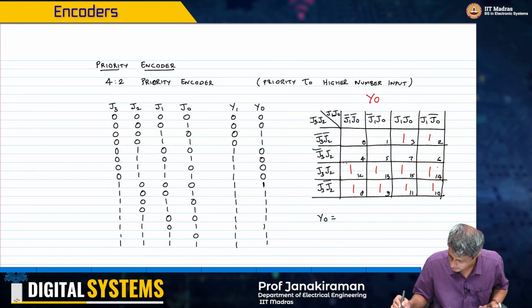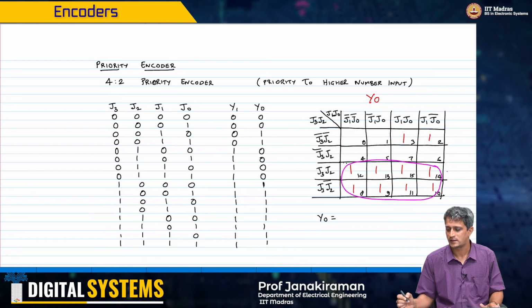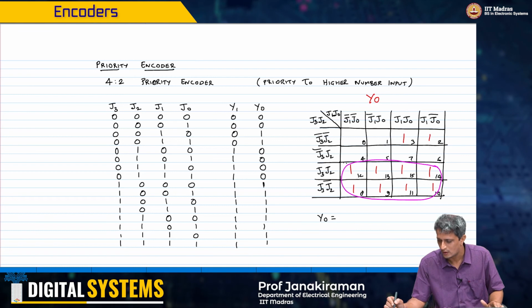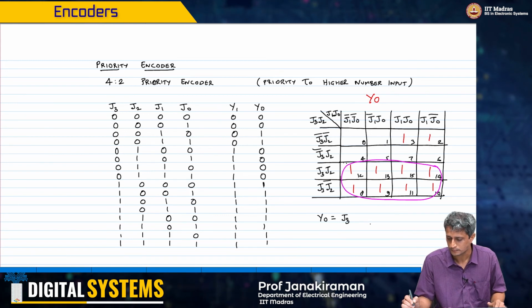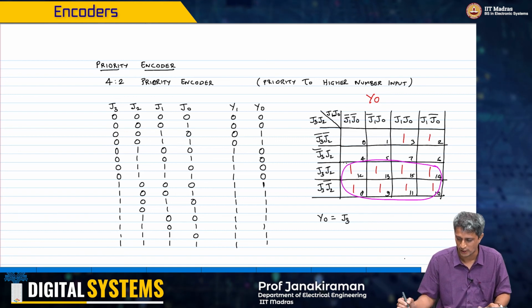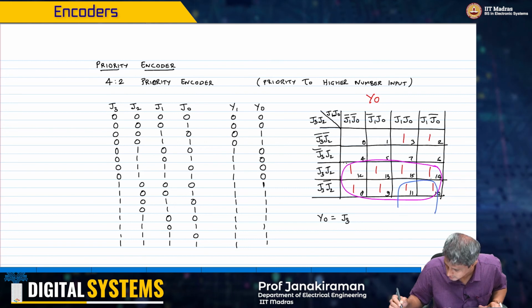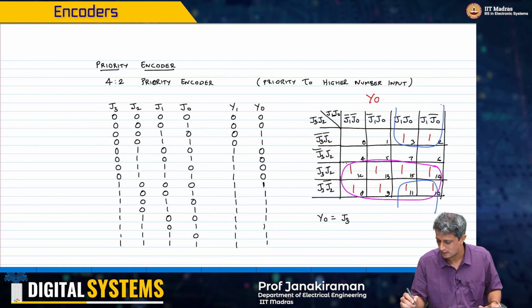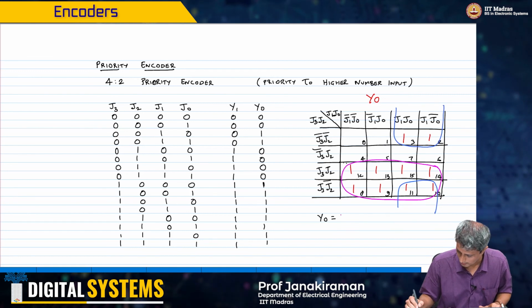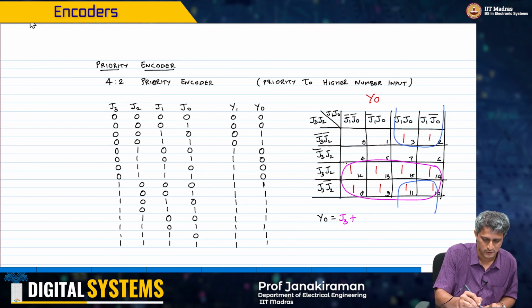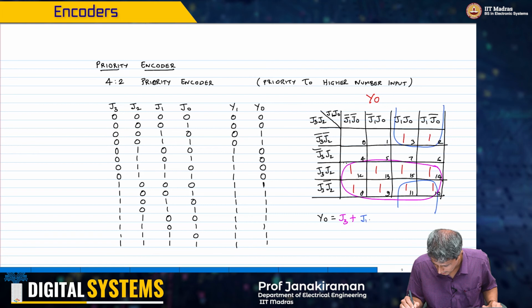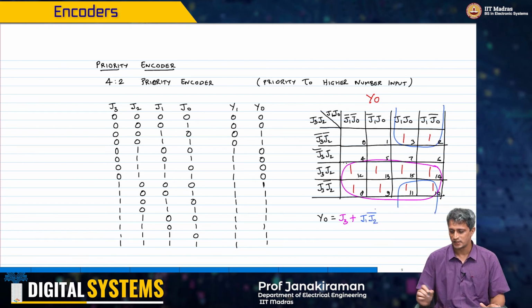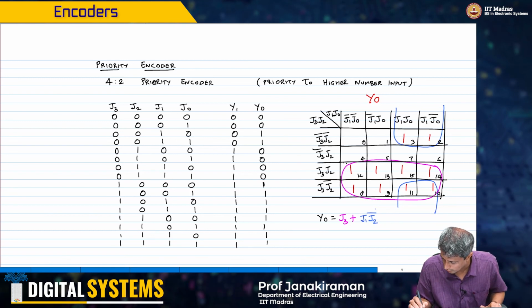So my Y0, maybe I should do that in a different color, essentially does not depend on J1 or J0, and J2 also does not matter, and therefore Y0 is just J3 due to the first simplification. Of course I have a second simplification, so I'll color code correctly: J3 plus, in blue, J0 doesn't matter, I have J1 here. This is my implementation for a priority encoder on Y0.